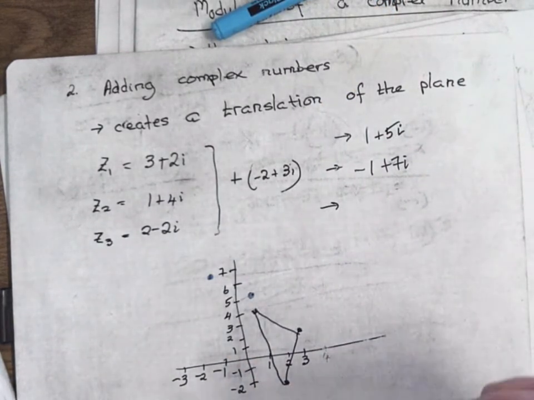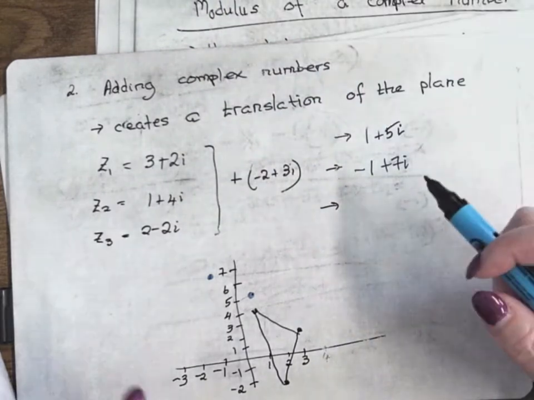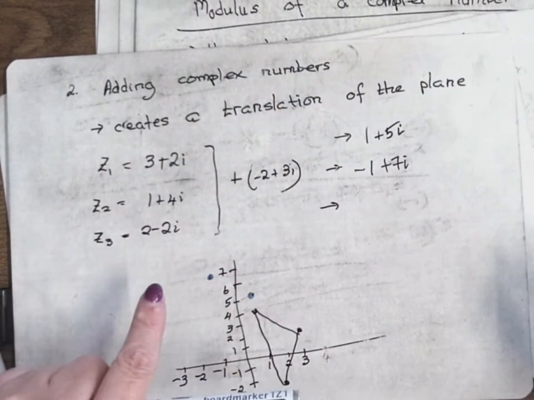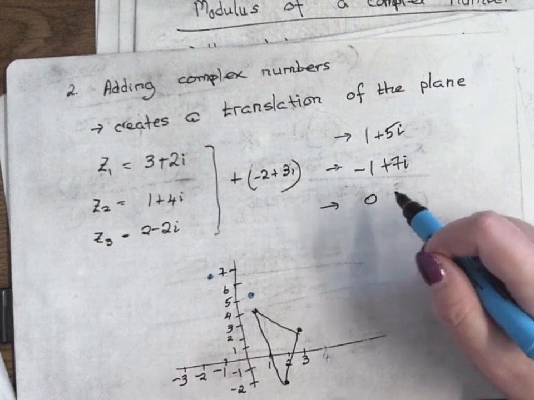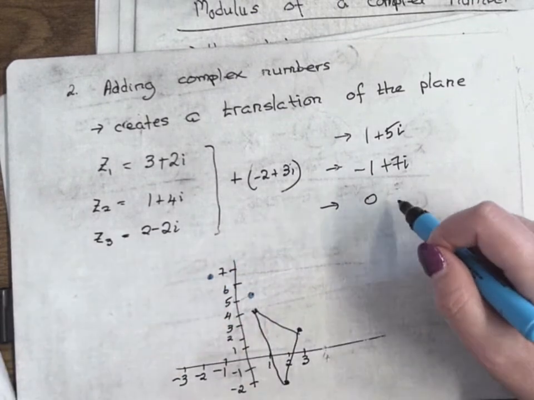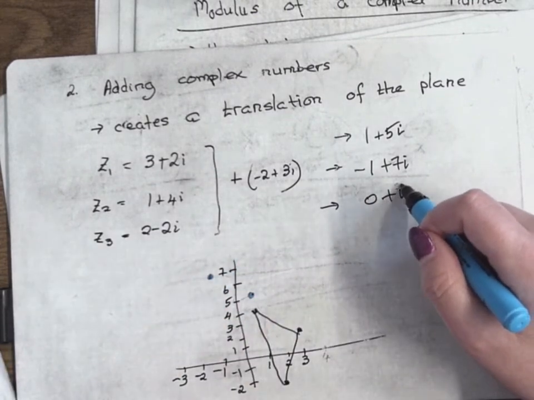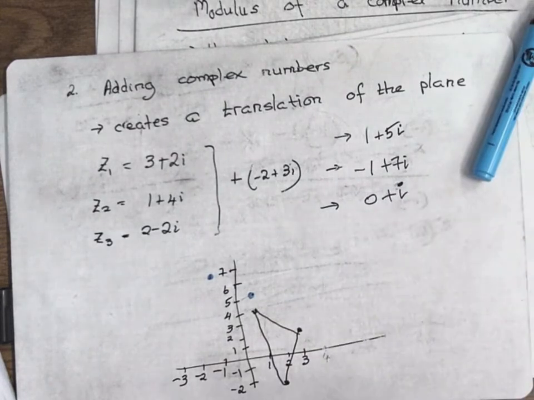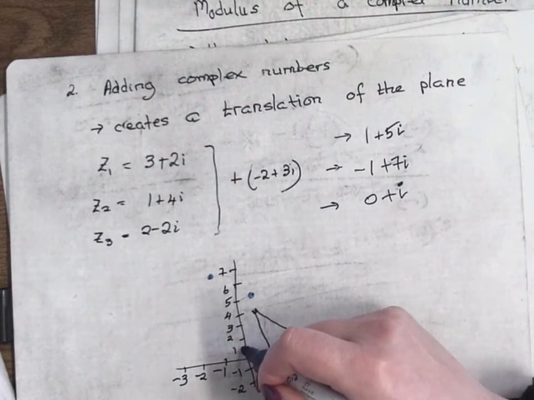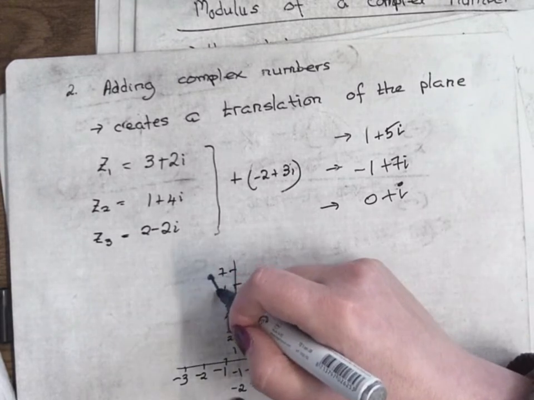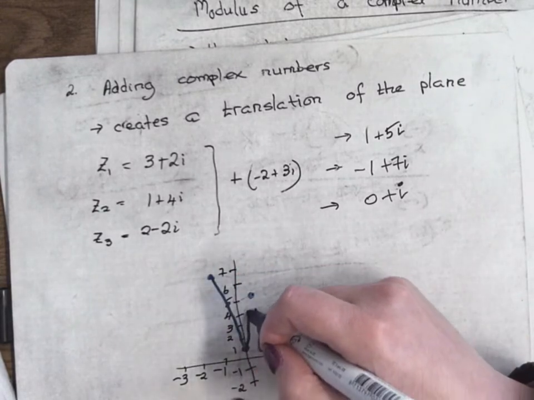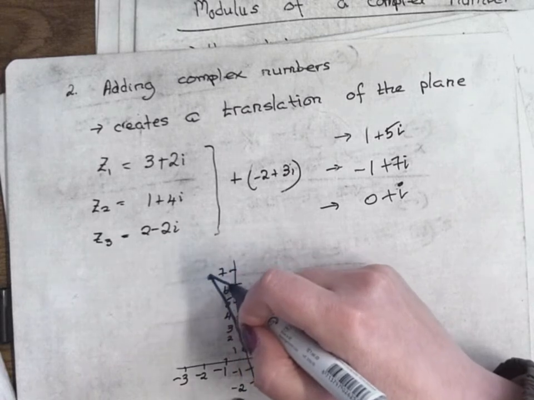Okay. And the last complex number I started with, and I'm going to add the same complex number to it. So it's 2 minus 2 is 0. Right, and minus 2i plus 3i is plus i. So that's the point 0, 1. So 0, 1 would be up there. Okay? Right, so there's where my three new complex numbers went to.